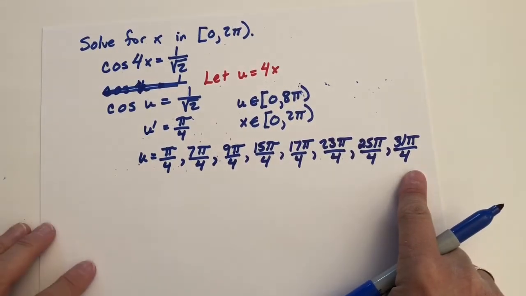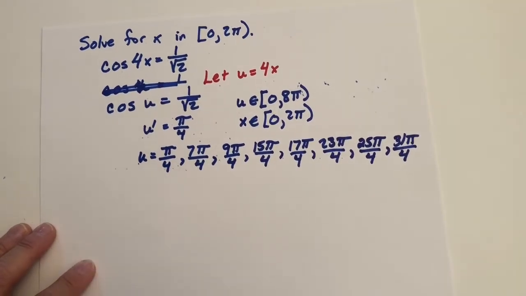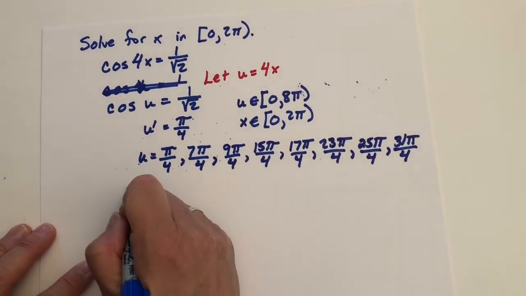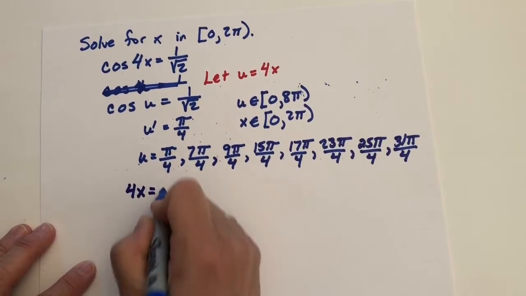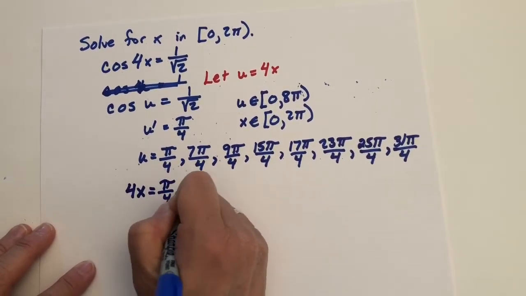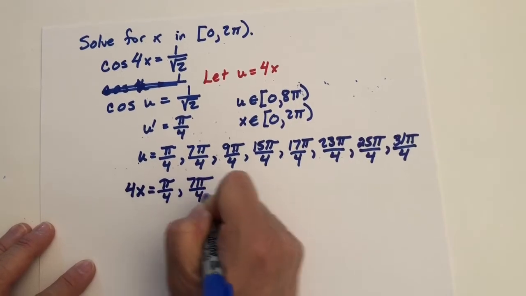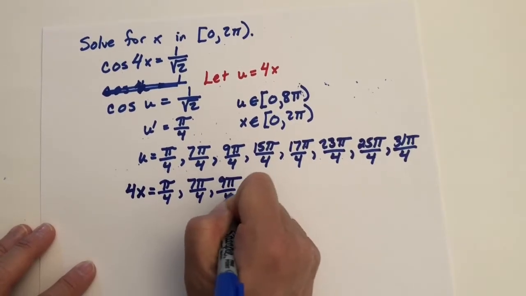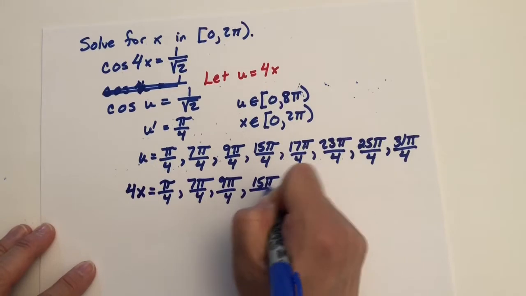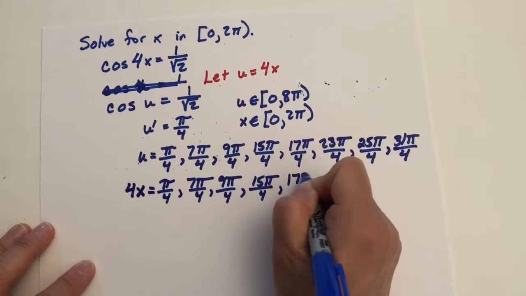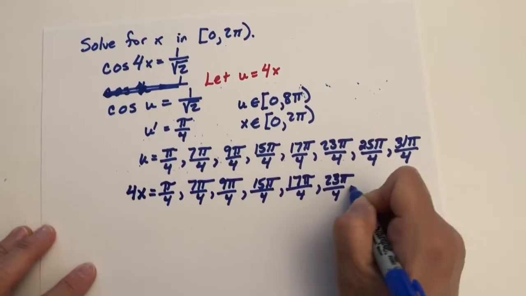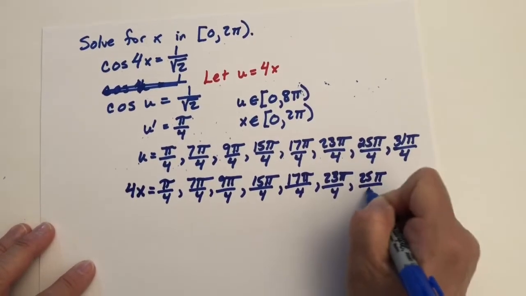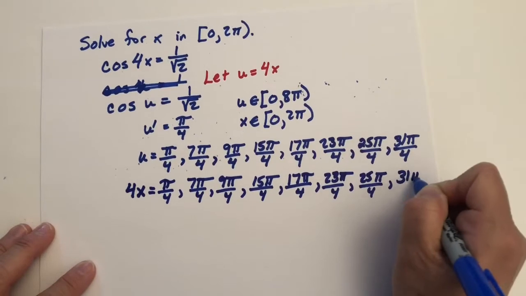And we need that to be the case because u is actually 4x. So let's put x back in. That means 4x equals pi over 4, 7 pi over 4, 9 pi over 4, 15 pi over 4, 17 pi over 4, 23 pi over 4, 25 pi over 4, and 31 pi over 4.